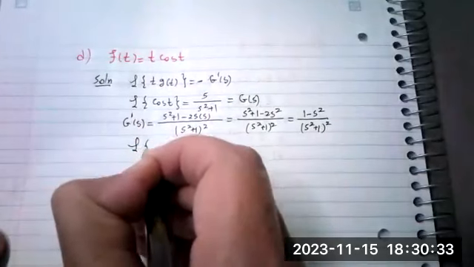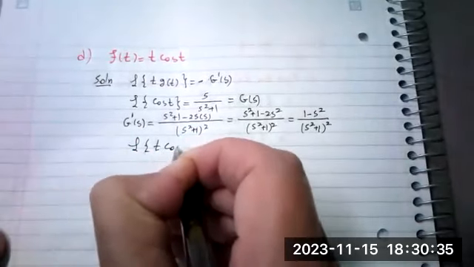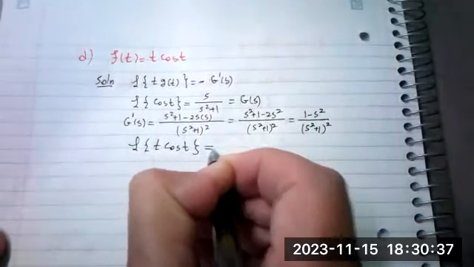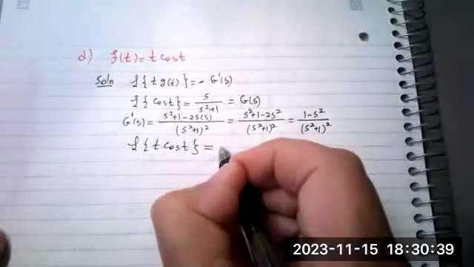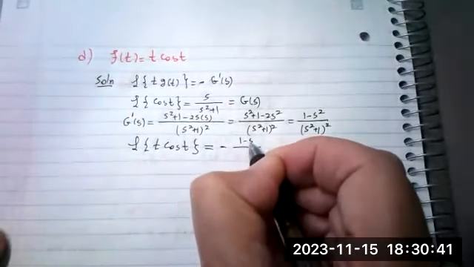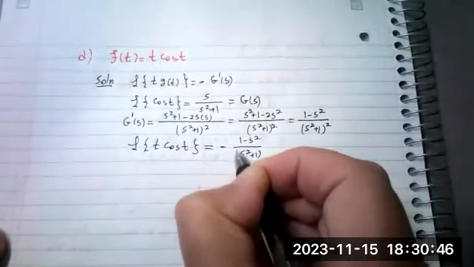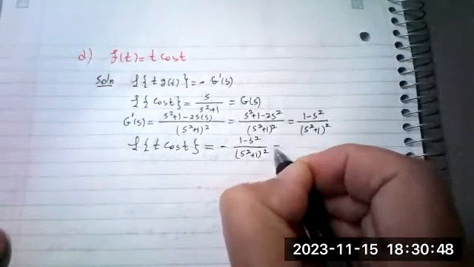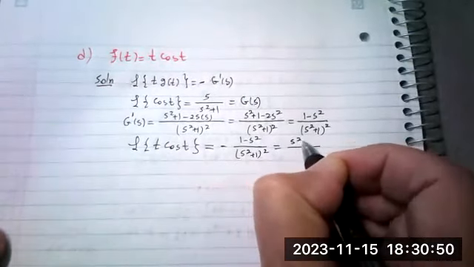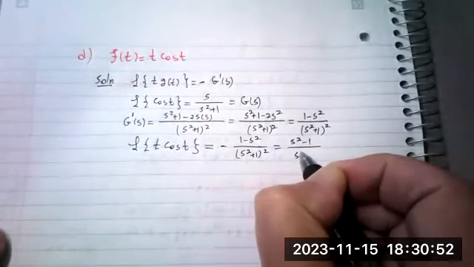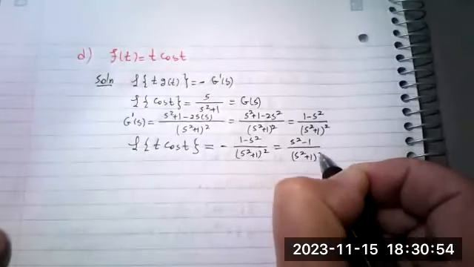So the Laplace of t cosine of t is going to be equal to the negative of (1 minus s squared) divided by (s squared plus 1) all squared. We can apply the negative sign to the top and write it down as (s squared minus 1) over (s squared plus 1) all squared. Done.